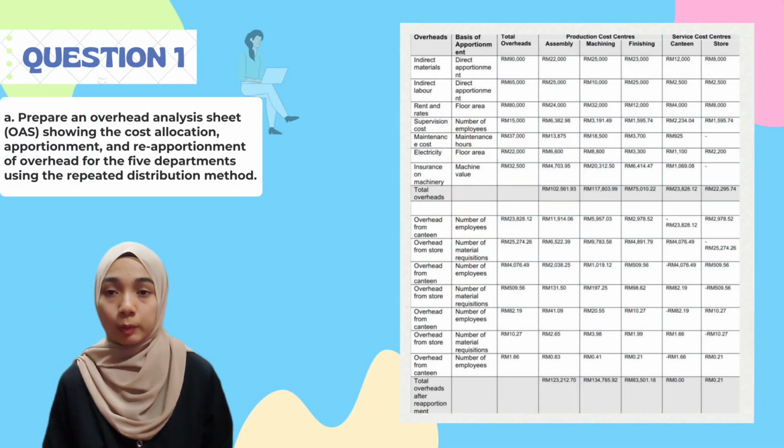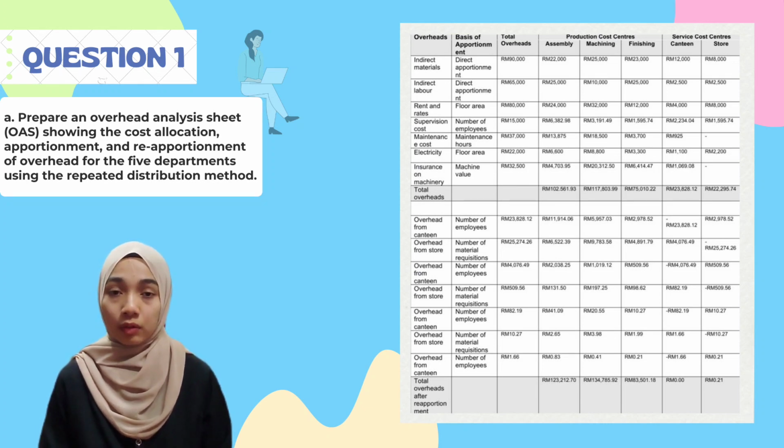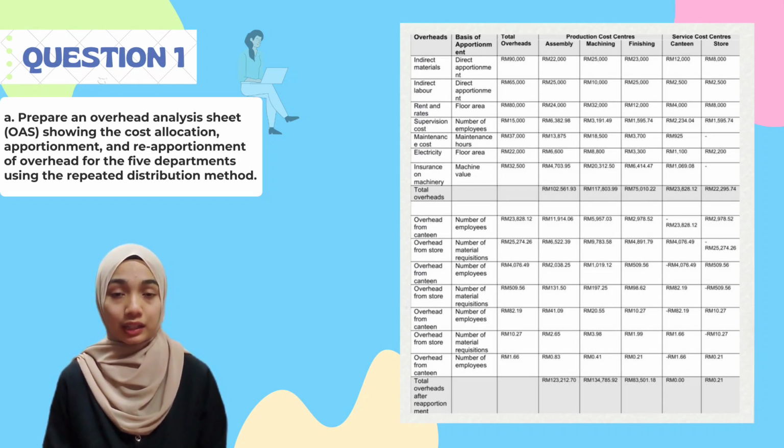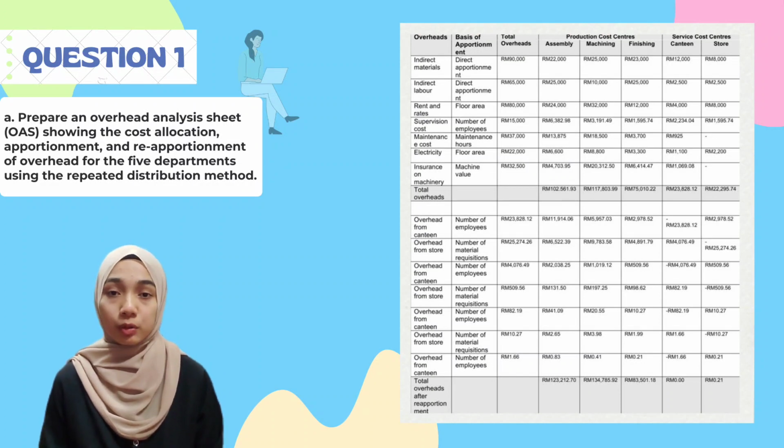For question 1A, we prepare the overhead analysis sheet using cost allocation and apportionment. For the overhead that we are given, we decide the suitable basis of apportionment to allocate the cost to each department. For rent and rates, the basis of apportionment that we decide is floor area.